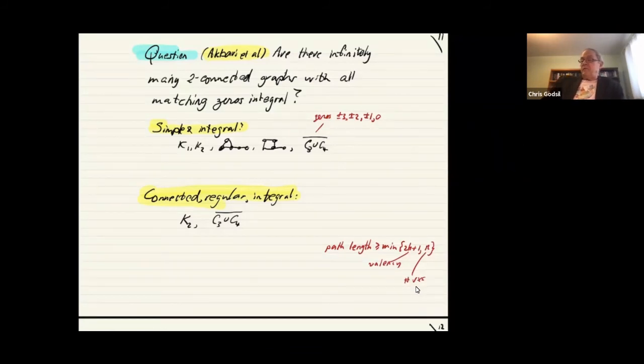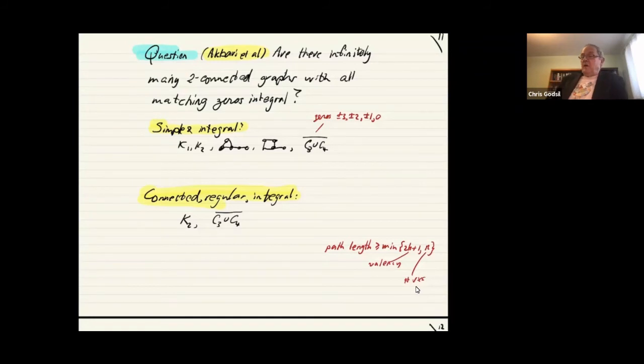They also showed that if you had a connected regular graph with only integer matching zeros, then it was either K2 or the complement of C3 union C4. Now, the thing that's driving this is that in the case of a regular graph, you can find reasonably long paths. And the problem is that long paths force lots of non-simple eigenvalues and non-integer eigenvalues.